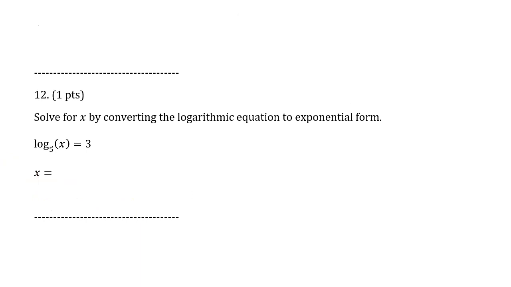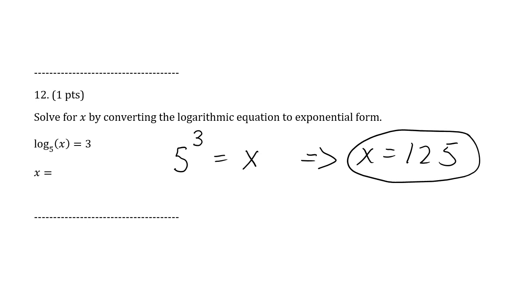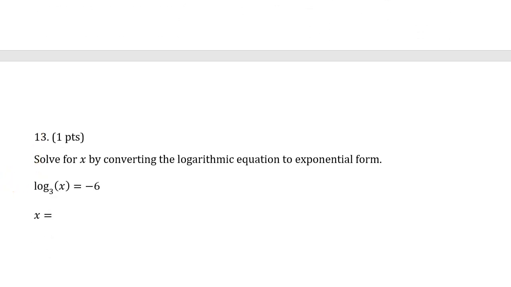Let's take a look at the next problem. Solve by converting the logarithmic equation to exponential form. This is an equation because we have a left side, a right side, and an equals. In order to solve it, we're going to convert into exponential form and then simplify. The base is 5. It's being raised to a power of 3, and it equals x. Since I know that 5 to the third is 125, this tells me that x is equal to 125, and this is my answer.